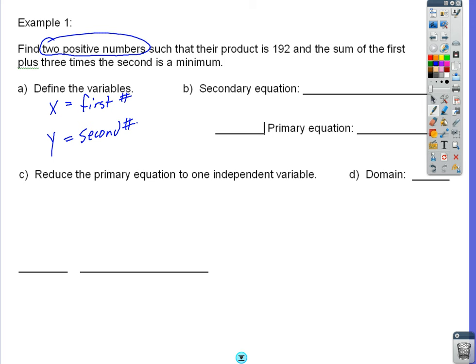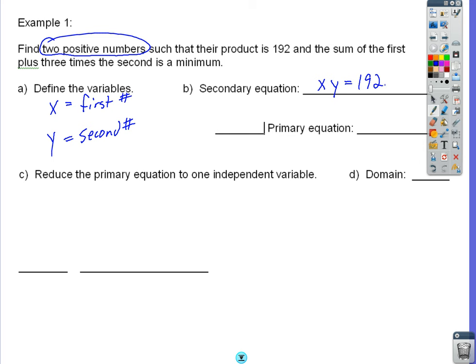Then I need to come up with a primary equation and a secondary equation. How do I tell the difference? Your primary equation is the one that requires a minimum or maximum. Your secondary equation is usually the other set of information that they give you to make this work. So I look at this one here: their product is 192, so their product XY is 192. That's going to be my secondary equation.